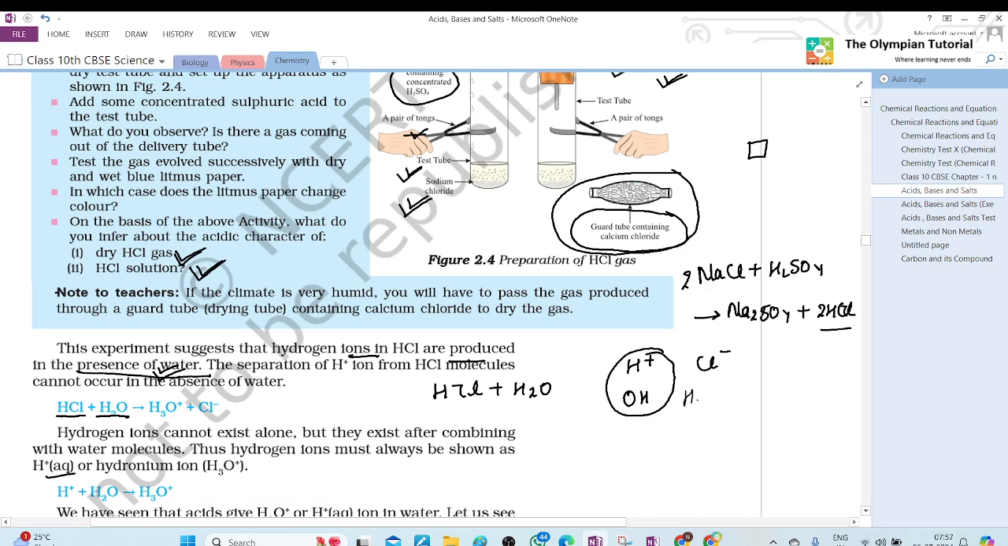It is in the form of H2O, and this hydrogen ion reacts with H2O giving H3O plus, that is known as hydronium ion. So acidic character is due to the formation of hydronium ion. Hydrogen ions cannot exist alone, but they exist after combining with water molecules. Thus hydrogen ion must always be shown as H plus aqueous ion or hydronium ion. Are you okay with it?